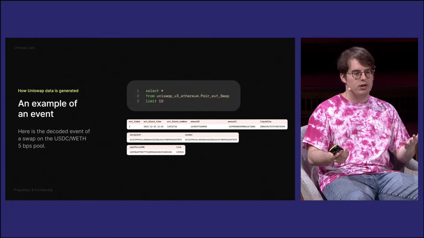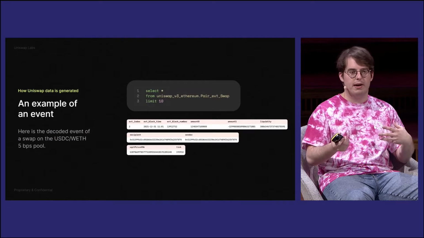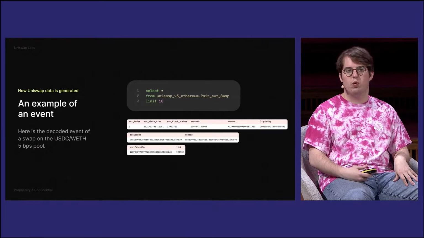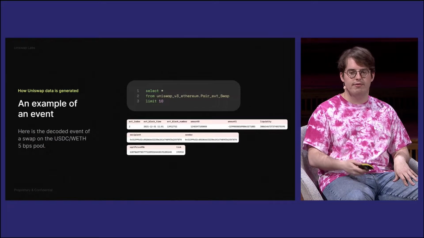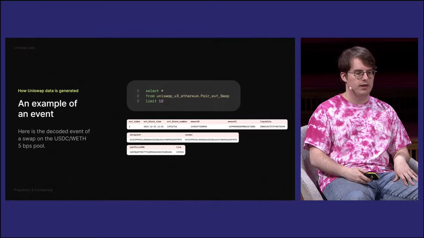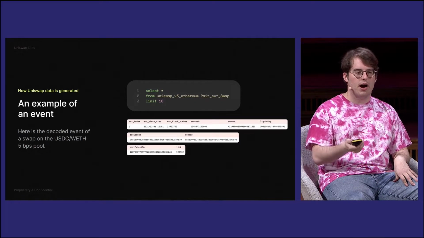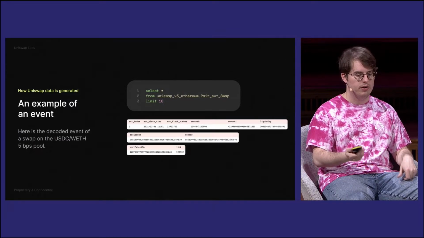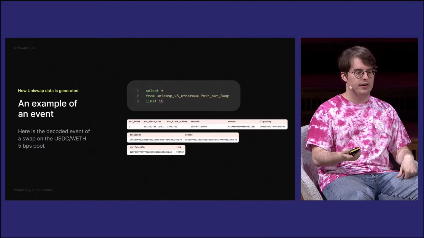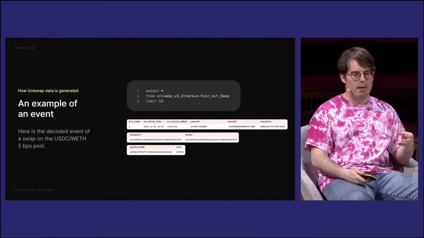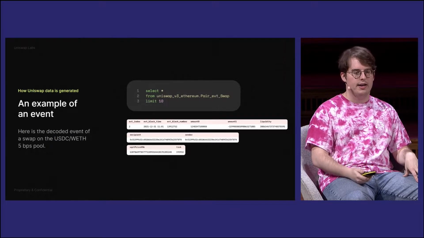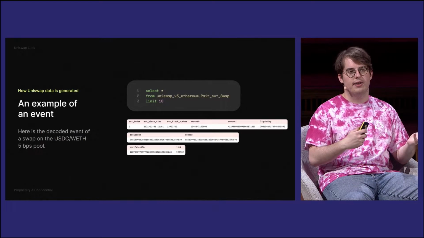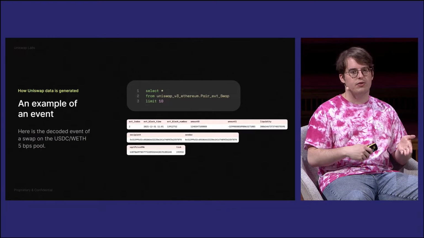So here's an example of an event provided by Dune. This is specifically a swap event on Uniswap V3 in the 5 bips USDC WETH pool. With this, you can see when the event fired, what the block was, what the swap was, how much liquidity it took from the pool, the recipient and the sender, the price of the swap, and the tick that the pool ended at. And with this, you can understand what the pool state was before and after the swap.